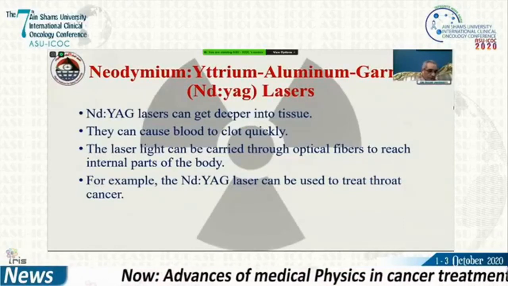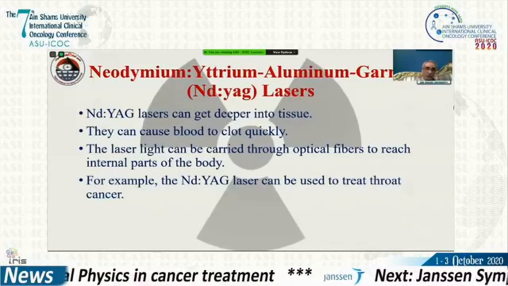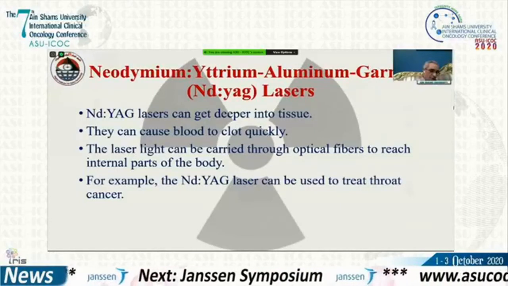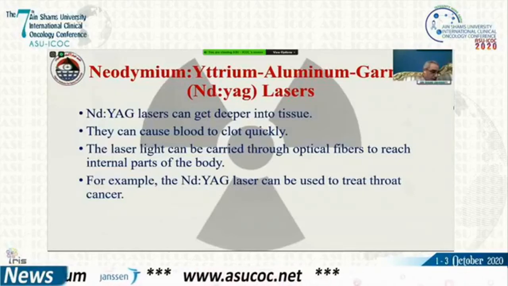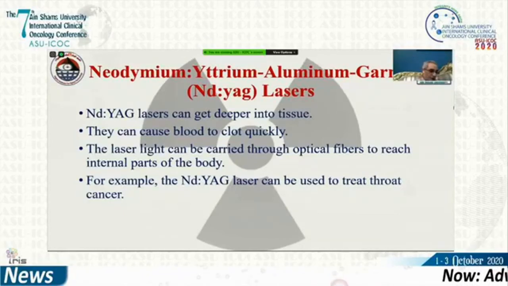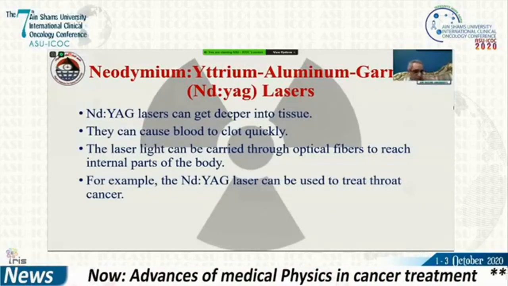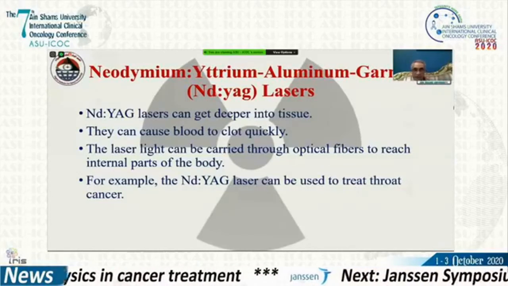Neodymium, yttrium, aluminum, garnet laser, which is called NDYAG laser, can get deeper into tissue. They can cause blood to clot quickly. The laser light can be carried through fiber optics to reach internal parts of the body. For example, the NDYAG laser can be used to treat throat cancer.